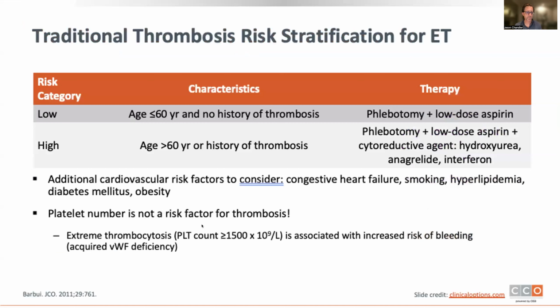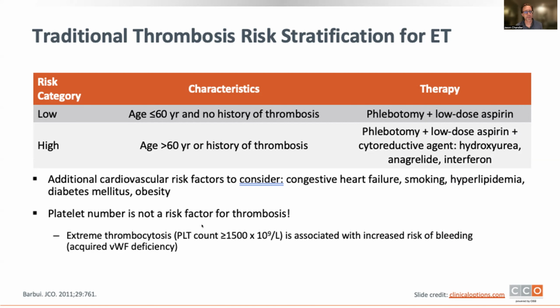ET is similar, that it's a stem cell disorder. You have risk of clots. So both of these myeloproliferative disorders, all of them, there's increased risk of clotting and strokes. But if your platelets get high enough, like greater than 1.5 million, you have this acquired von Willebrand deficiency. So the platelets kind of take up all the extra von Willebrand factor, and these patients are actually at increased risk of bleeding.